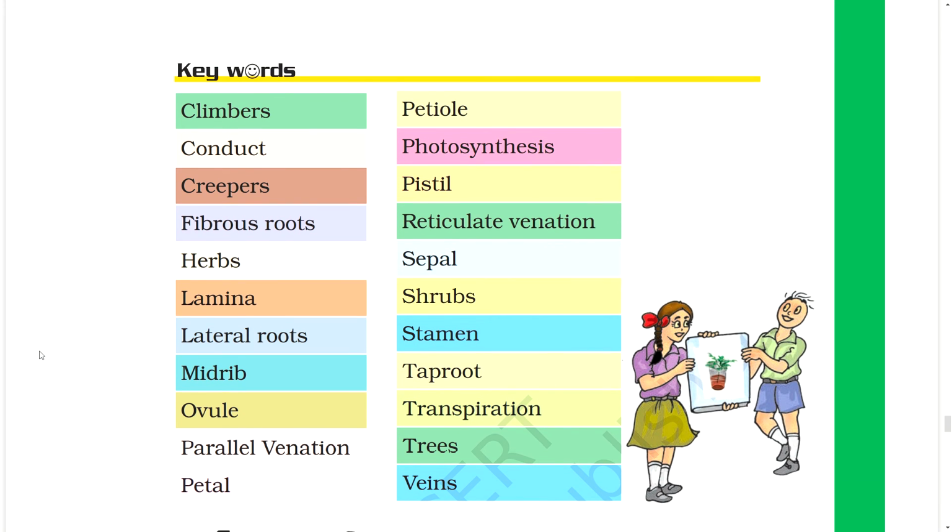Keywords: climbers, conduct, creepers, fibrous roots, herbs, lamina, lateral roots, midrib, ovule, parallel venation, petal, petiole, photosynthesis, pistil, reticulate venation, sepal, shrubs, stamen, taproot, transpiration, trees, veins.